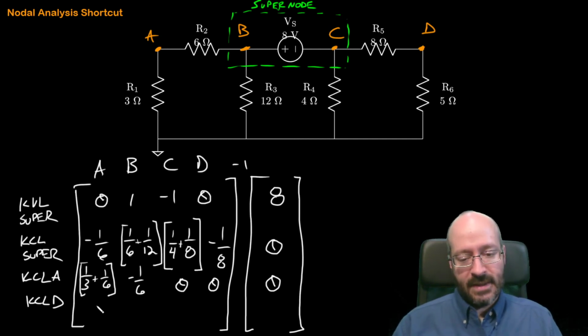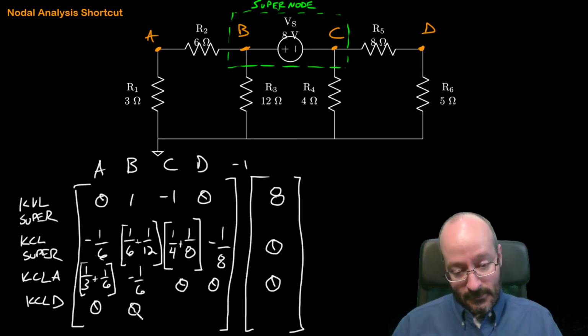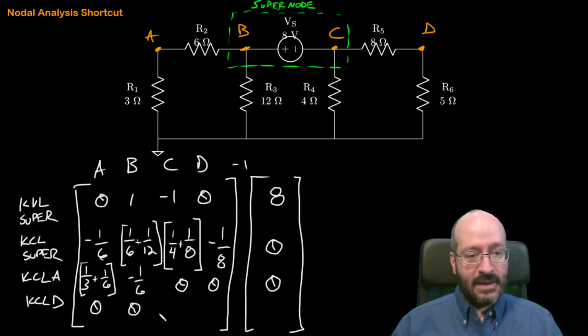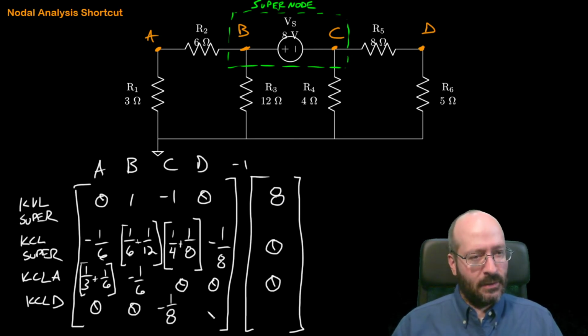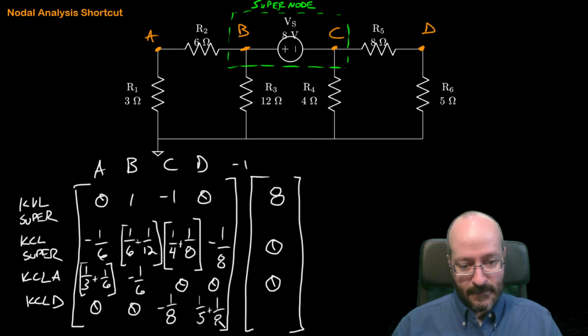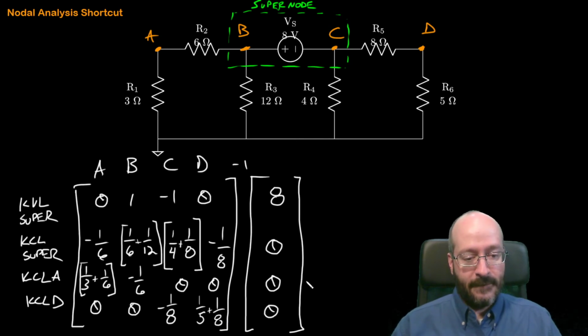Okay, last one. Moving over to node D here. What's connected to D that's also connected to A? Nothing. What's connected to D that's also connected to B? Nothing. What's connected to D that's also connected to C? And we got R5, so we get -1/8. Okay, and what's connected to D? Period. 1/5 from R6 and 1/8 from R5. No current supplies on that one either.